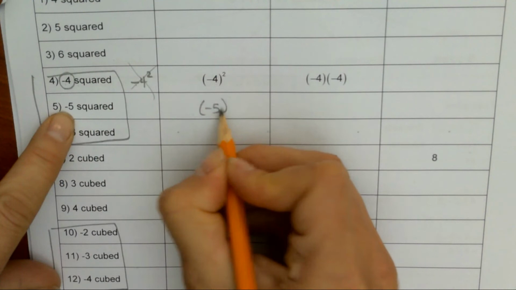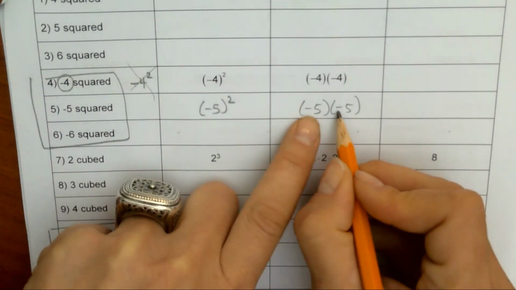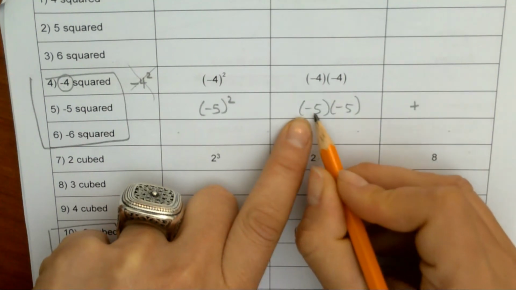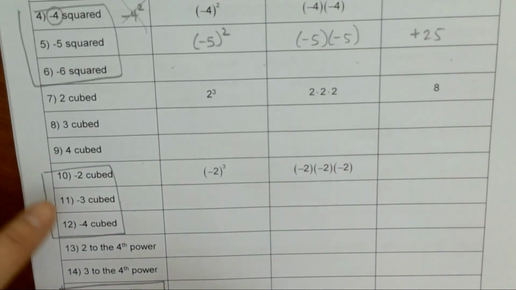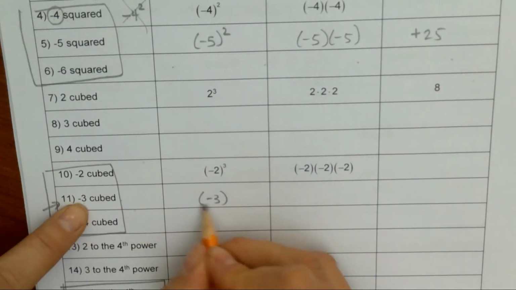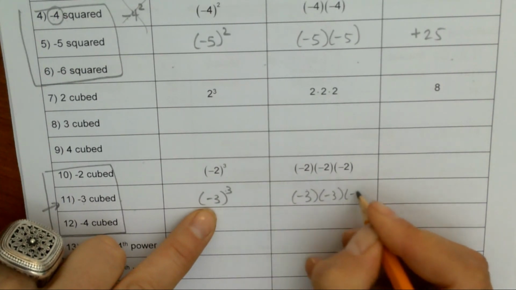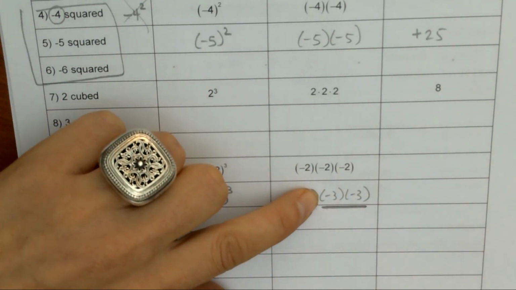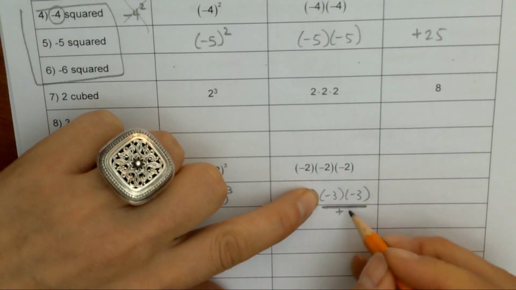So negative 5 squared. So you write it twice. Now, do they have the same signs or different signs? Well, they're both negative, so same sign, so I know the answer is positive. 5 times 5 is 25. Okay. Let's look at 11. Negative 3 cubed. Negative 3, put it in brackets, and we have to write it 3 times. Okay, so now I'm going to just look at these two. Do they have the same sign or different sign? Same, so I know the answer to this is positive. 3 times 3 is 9.